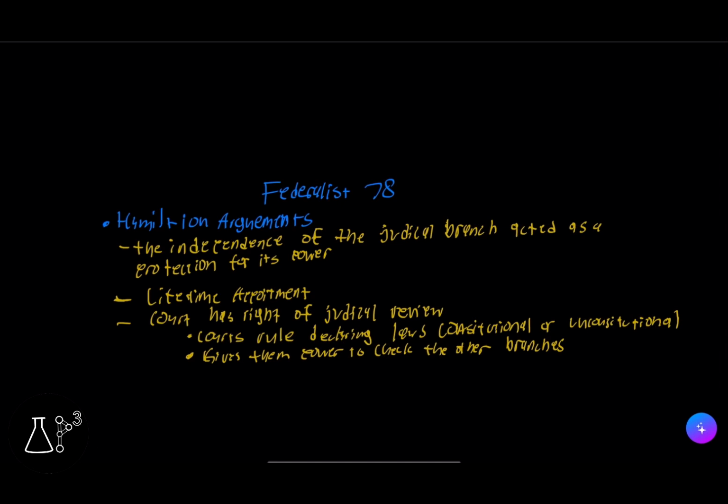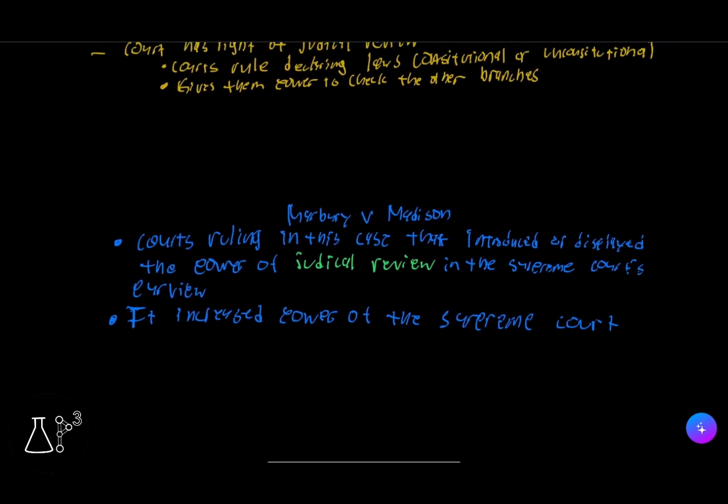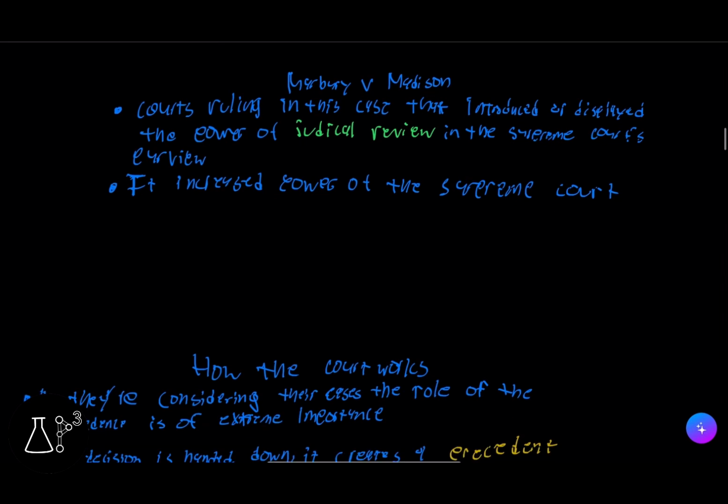So judicial review gives courts the power to rule laws constitutional or unconstitutional. It gives them powers to check the other branches. And it comes from Marbury versus Madison, in which the court introduced and displayed the power of judicial review in the Supreme Court's purview. It also increased the power of the Supreme Court as well. So remember, Marbury versus Madison is where it introduced or displayed judicial review.